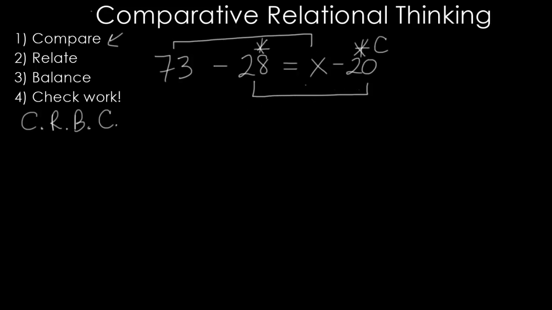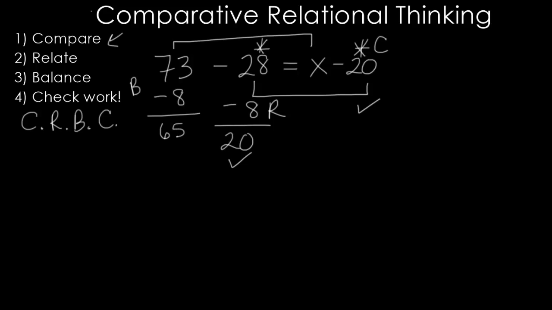Relate. How does 28 relate to 20? What do we need to do to this 28 to get it to 20? Right? We need to what? Subtract 8. Right? If we subtract 8, yes, great. So our 20s are taken care of. Remember, with subtraction, balance, right? So this is relate. Balance means I'm going to do the same operation on the same side of the equation. This is my balance. So 73 minus 8, that gets me 65. So 65 is x. So x equals 65.